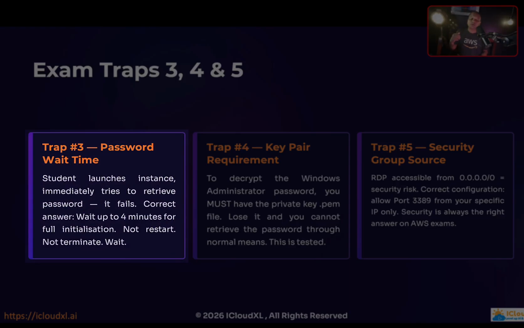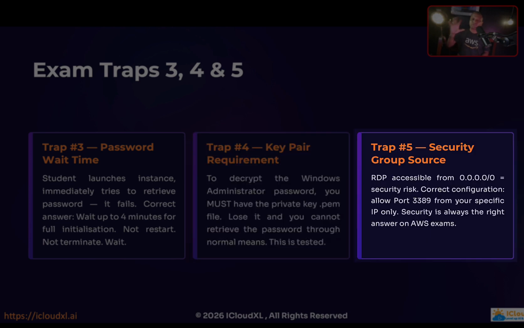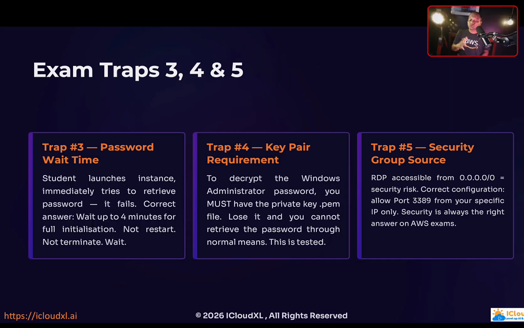Trap number 3, password wait time. Once you initiate the launch, wait for 4 minutes before you try to get the password or decrypt the password. Otherwise, you may get an error message. Trap number 4 is the key pair requirement. You need the PEM key, the private key, to decrypt that password. And trap number 5, security group source. Don't allow port 3389 from anywhere. Always restrict that access to a particular IP. It may be your laptop or office IP CIDR, whatever it is, but restrict it to an IP.